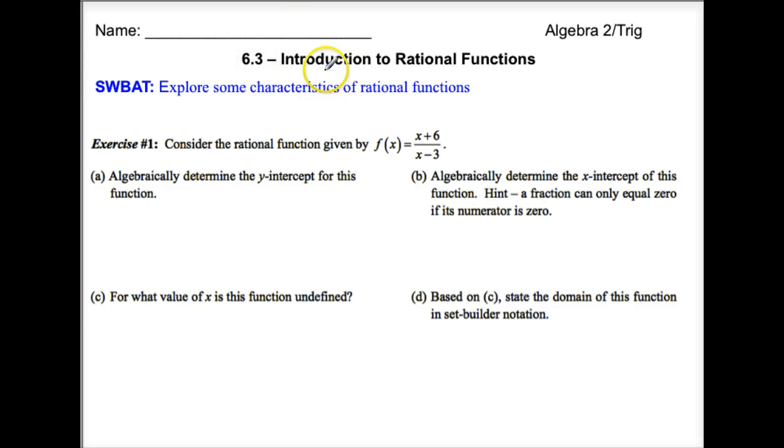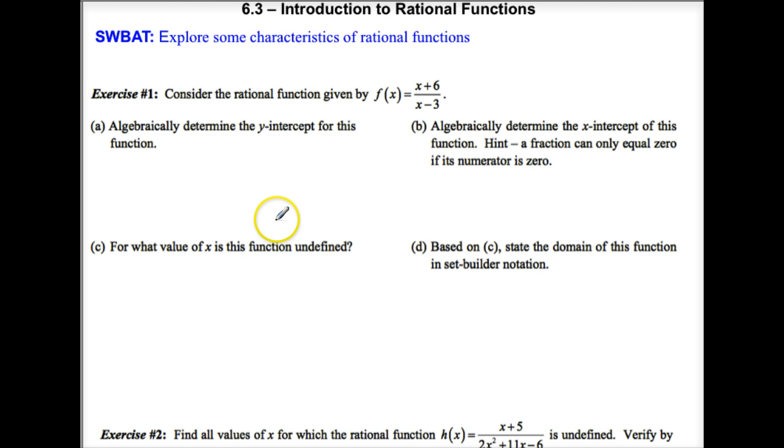Today we're going to talk about Introduction to Rational Functions. Our objective today is to explore some characteristics of rational functions. So a rational function is just a function that's in a ratio form, meaning it is in a fraction form and it's dealing with these variables.